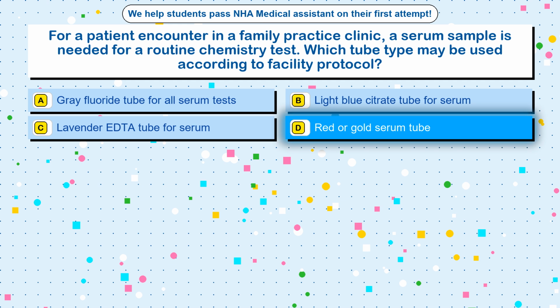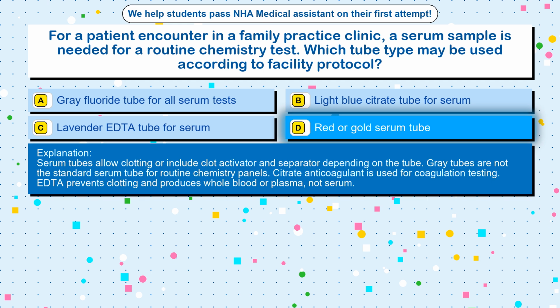The correct answer is option D. Red or gold serum tube. Serum tubes allow clotting or include clot activator and separator depending on the tube. Gray tubes are not the standard serum tube for routine chemistry panels. Citrate anticoagulant is used for coagulation testing. EDTA prevents clotting and produces whole blood or plasma, not serum.